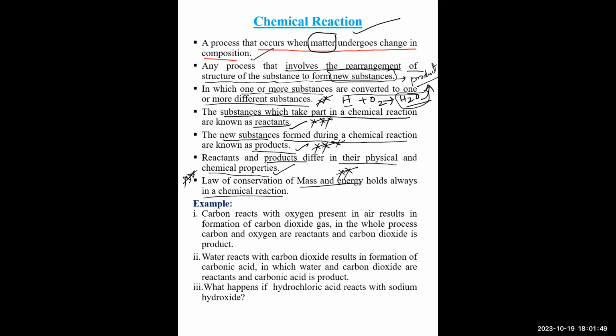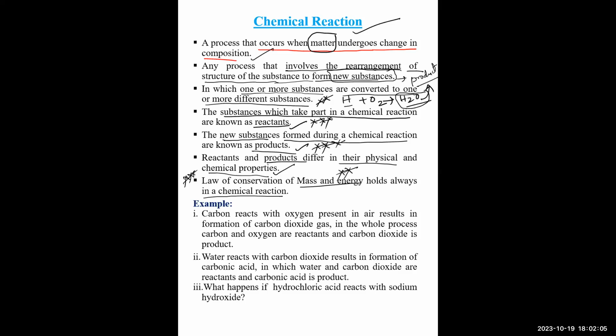If the rearrangement of the substance takes place, a new substance comes out. So the substances which are getting involved in a chemical reaction are called reactants. The new substance which has been formed is called a product.